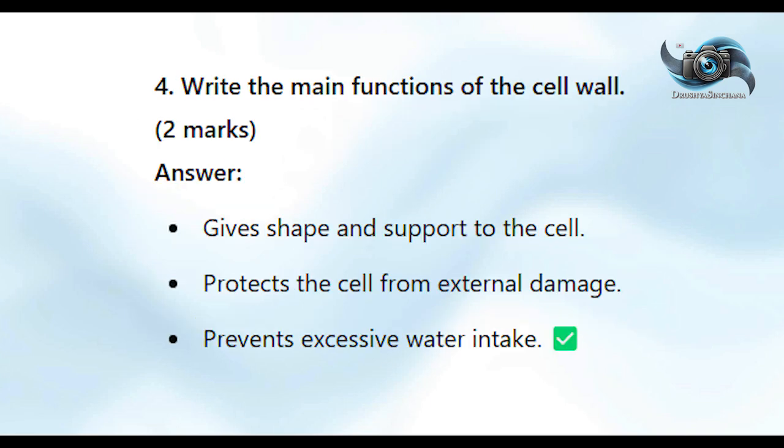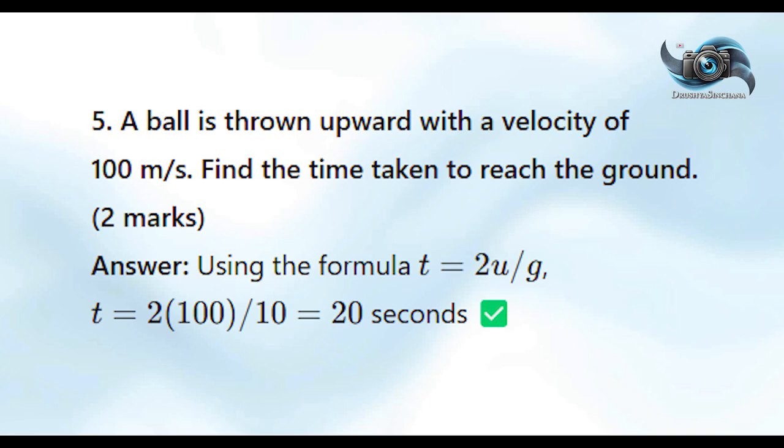Question number 4. Write the main functions of the cell wall. Answer. Gives shape and support to the cell. Protects the cell from external damage. Prevents excessive water intake.